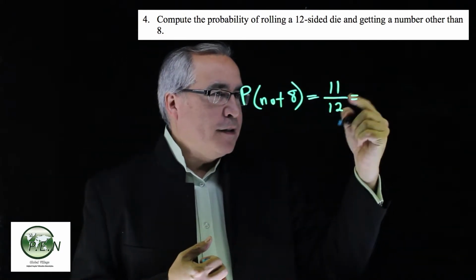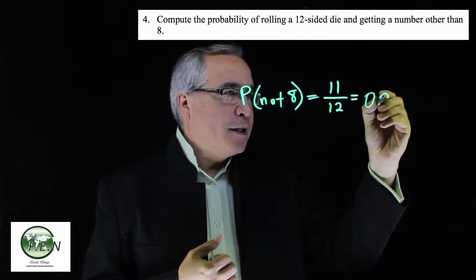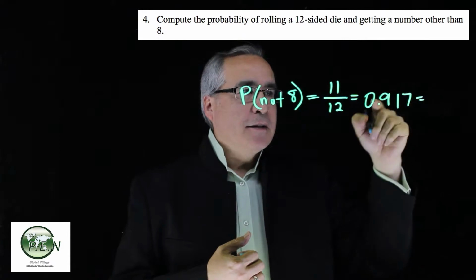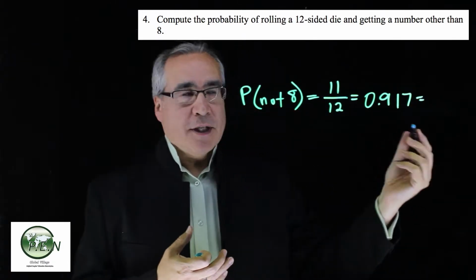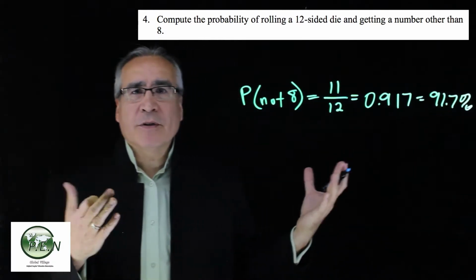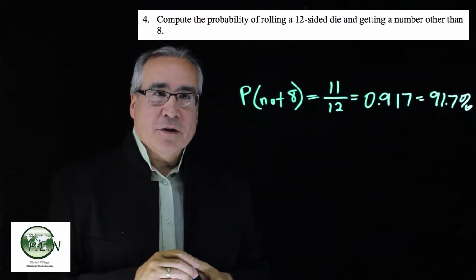Turn it to a decimal. 11 divided by 12 is going to give us 0.917 if we round it. Multiply by 100, it becomes 91.7%. Now that was a fairly efficient way of solving this problem.